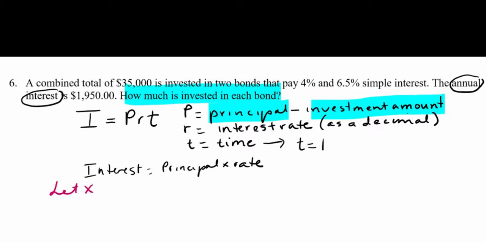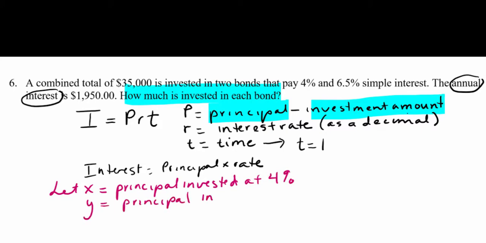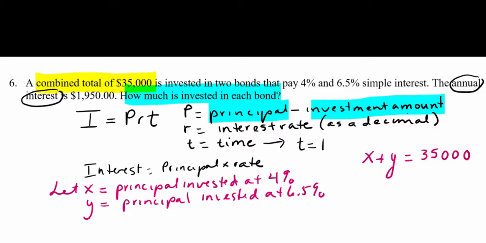Let's let X represent the principal invested at 4%. How's that? And then we're going to let Y be the principal invested at the 6.5%. What do we know about these two principals, these two dollar amounts, investment amounts? We know that the combined total of those two amounts is $35,000. So that's going to give us our first equation. Okay, so equation number 1, I'm going to put it over here. X plus Y equals $35,000. That's our total investment amount. Nothing to do with rates yet because we're just talking dollars, right?